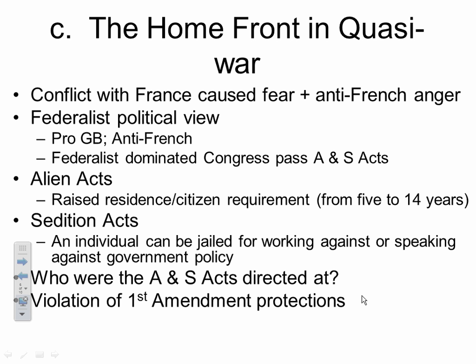When the Sedition Acts were passed, a firestorm broke out, particularly sponsored by the Democratic Republicans, Thomas Jefferson and the others, who said the Sedition Acts are hostile to the First Amendment rights of freedom of speech, freedom of press, freedom of assembly. And so this created a crazy division, right? Very intense political struggle between the Federalists and the Democratic Republicans.